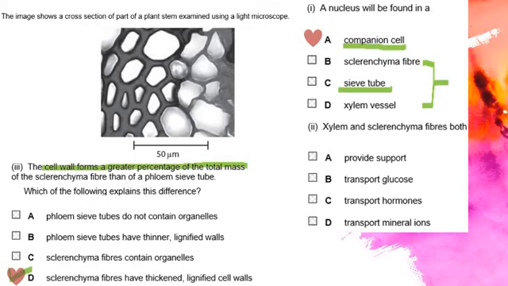And lastly, this one should be easiest for you after that 4 marker. Xylem and sclerenchyma both indeed provide support, because even though these ones are false, so they don't transport glucose, they don't transport hormones, only xylem transports mineral ions, not sclerenchyma.